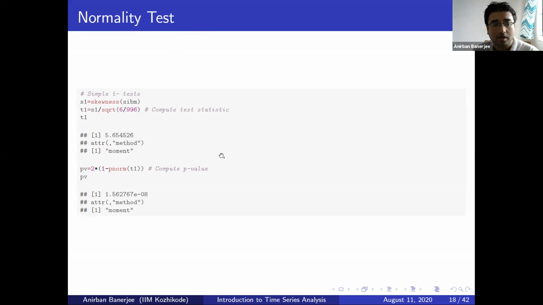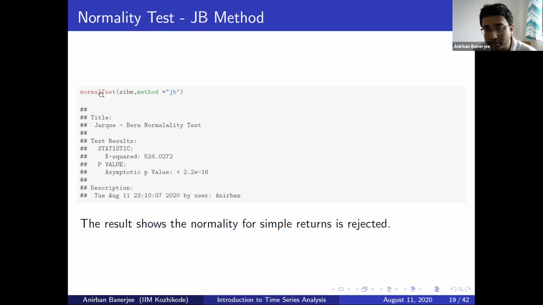Okay. So here we are for our test. We're testing if the IBM series is normally distributed using the Jarque-Bera method. So this is the Jarque-Bera normality test. This is the statistic as you find. The p-value is less than 2.2 e to the power minus 16. So this is absolutely small. So the result shows the normality of sample returns is rejected.